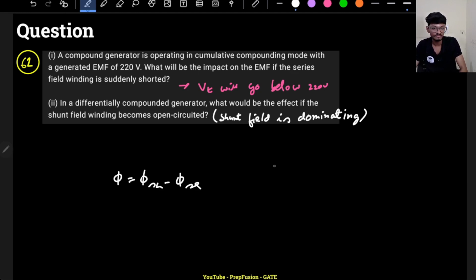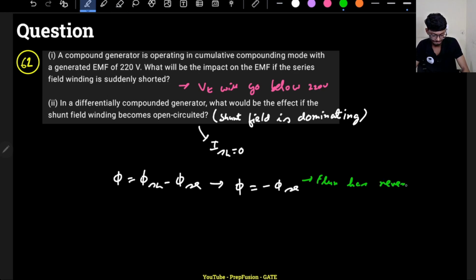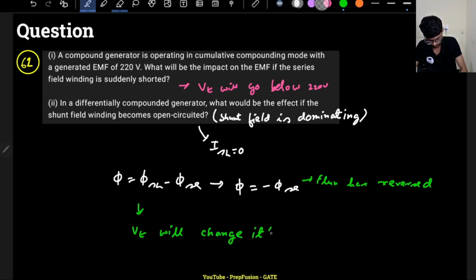Now if suddenly the shunt field is open circuited, that basically means ISH will be 0. That means phi sh will be 0. That means my phi will change to minus of phi ac. So flux direction has reversed. Okay, so basically what will happen? Vt will change its polarity and it will deliver also in the other current. So Vt and Ia also will change polarity. Both will change polarity.